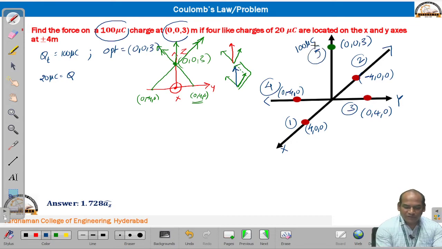Okay. So, what do we need to calculate now? We have to calculate the total force F15. For that, we first need the distance vectors. So, first I will calculate the distance vectors.